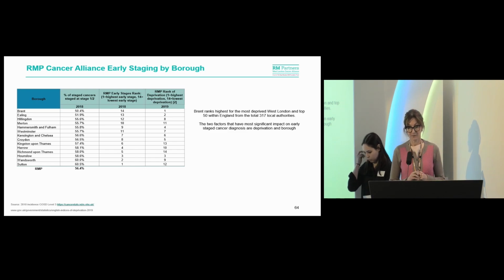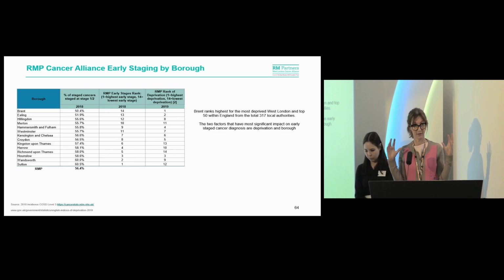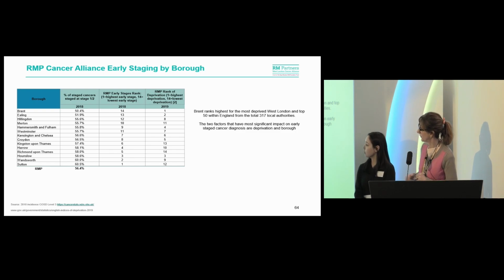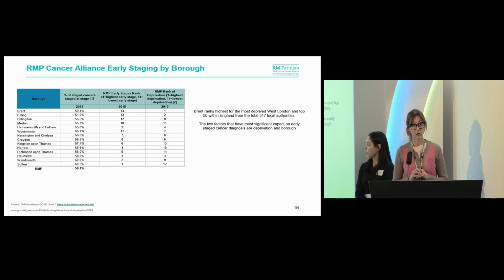And given the impact of deprivation, we've then looked at whether that correlates to the deprivation of that borough. So what you can see is that for Brent and Ealing, there's a really high correlation between the deprivation and the likelihood of early stage diagnosis. But it is complex. It doesn't fully describe what's going on. So Hounslow is our third most deprived borough, and actually also has very good early stage diagnosis. So it doesn't explain everything.